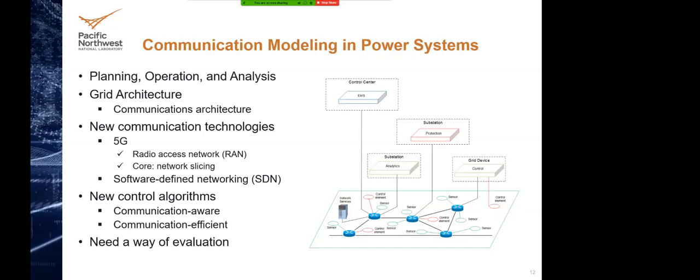So the main objective of this work is to evaluate different communication architectures and identify the advantages and disadvantages of each. And with the development of new technologies, one of these is 5G, a new technology in the communication industry, which uses radio access network, or the core, network slicing, or software defined networking, which is quite mature in communications. We can introduce this to the power system and come up with new applications to help manage the communication network and improve the monitoring and control of the grid.